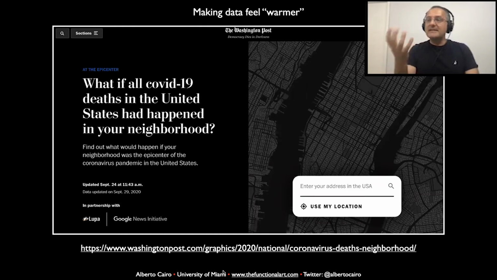Because if I tell you that 300,000 people have died, that's an abstract number. It is very hard to understand how big that number really is. But when we put that number on a human scale, particularly if we compare that human scale and we put it around you, comparing it to something that you know really well, for instance, the size of your neighborhood, suddenly that number becomes more physical. That number becomes, what I like to say, warmer.